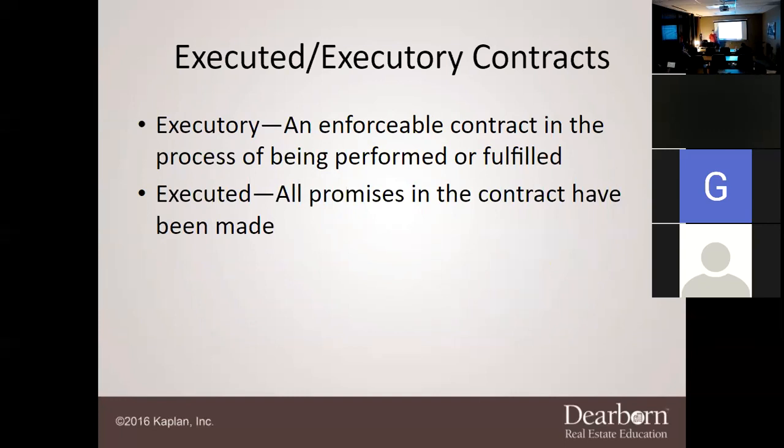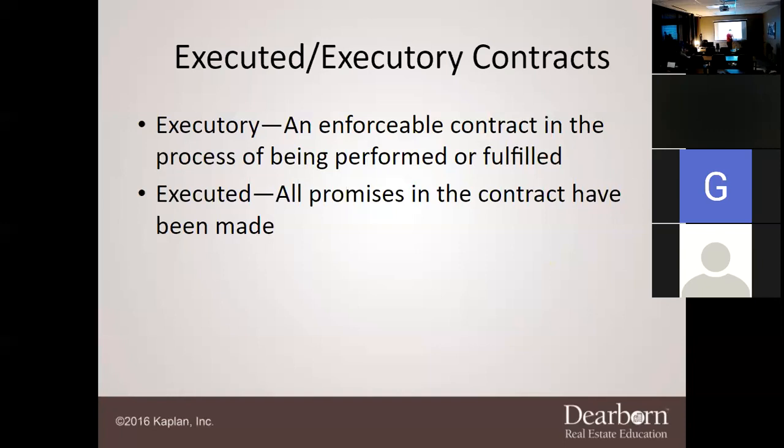We've now executed it. But guess what? We're now back into executory because now we actually have to fulfill all the terms. And then after everything's done and it's signed and funded, now what do we do? Now we're back to executed, and done. Do you see how this works?